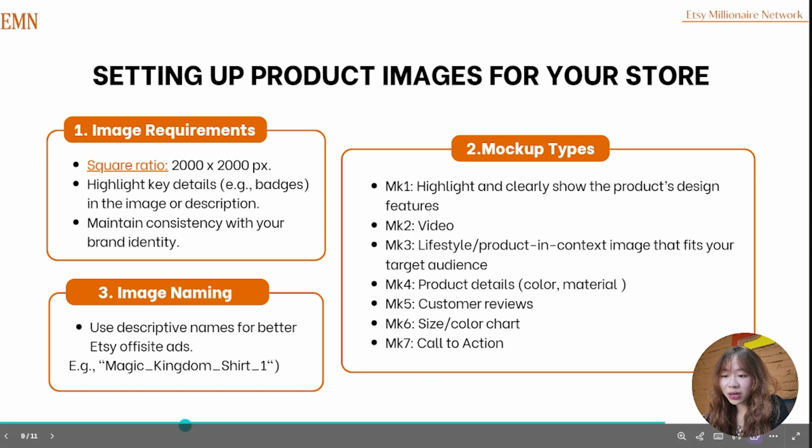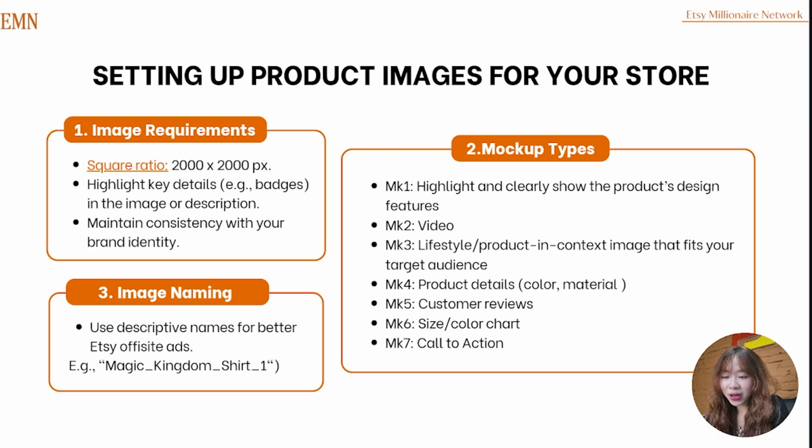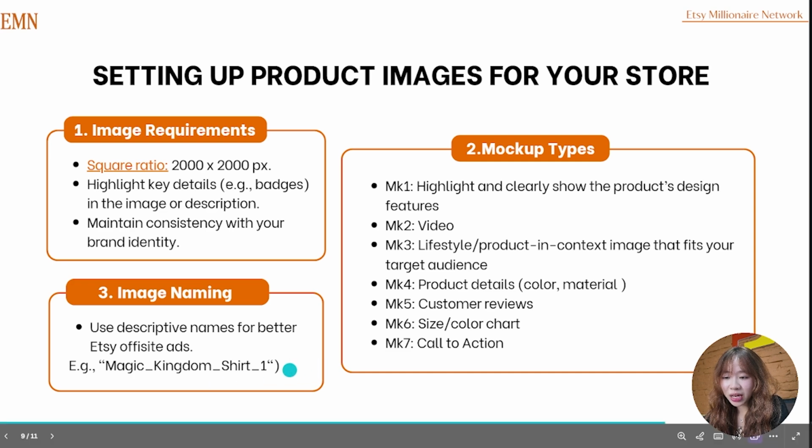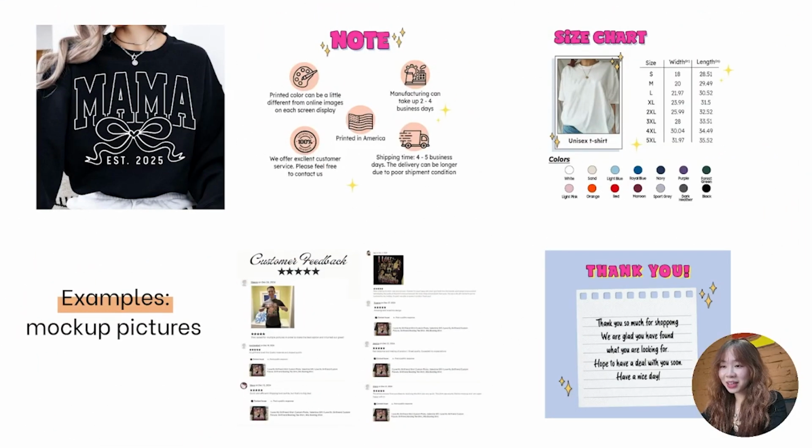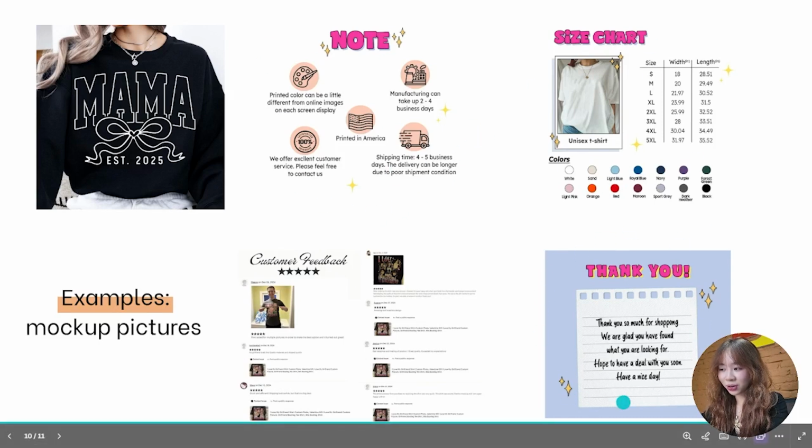The next one is naming an image. Don't overlook this part, because properly naming files can boost your SEO. For example, here we have magic underscore kingdom underscore search and underscore one. Well, let's take a look at some examples of mockups here. We have notes, size charts, or thank you cards here.